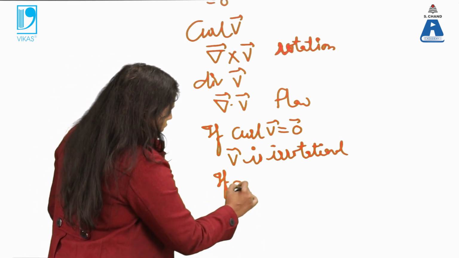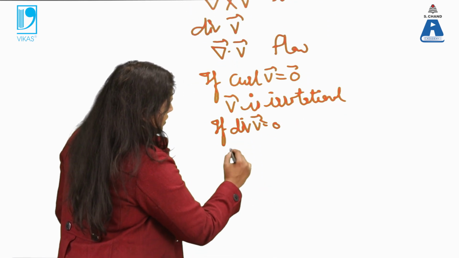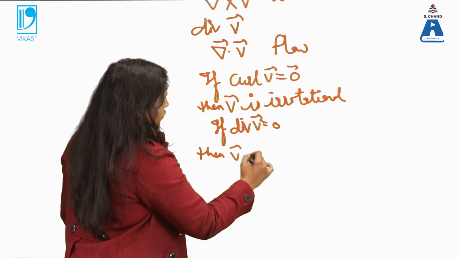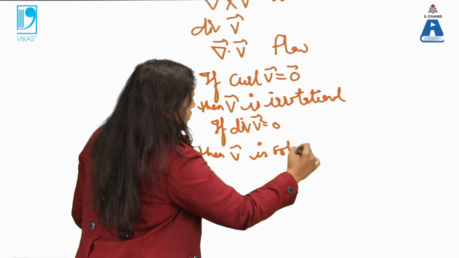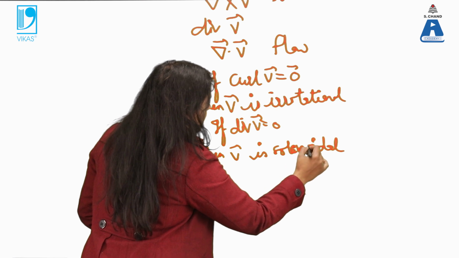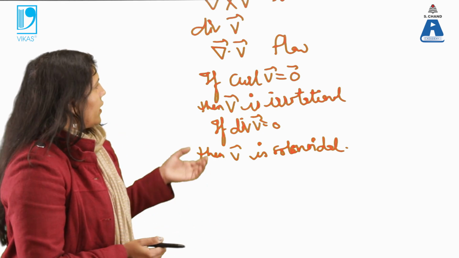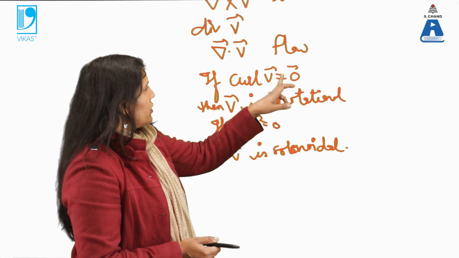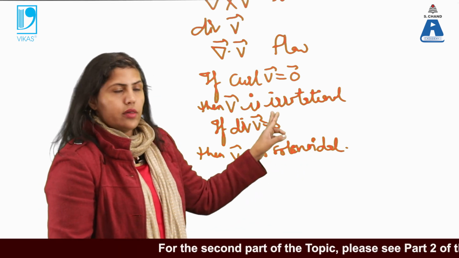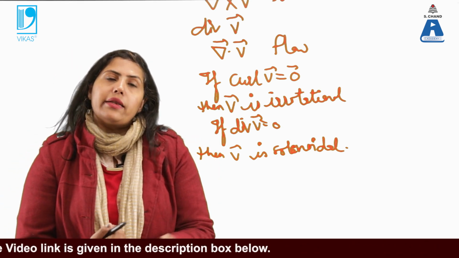If divergence V is 0, then V is solenoidal. It means there is no flow. So, this is solenoidal. This is all about curl and divergence of a vector field, and I have told you if there is no rotation, then curl will be 0, and if there is no flow, that situation is called V is solenoidal and divergence will be 0. So, in part 2 now, I will be explaining directional derivatives.